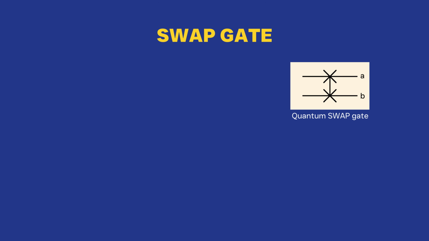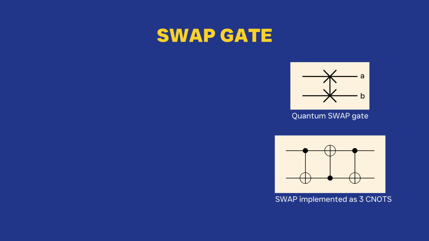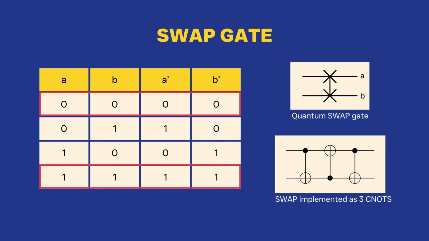The swap gate, as its name implies, exchanges the state of two qubits. It can be decomposed into a sequence of 3 CNOT gates in a row, alternating between the control and target qubits. So if both qubits are in the same state, then the swap gate won't do anything. Whereas if both qubits are in different states, then they're just interchanged.